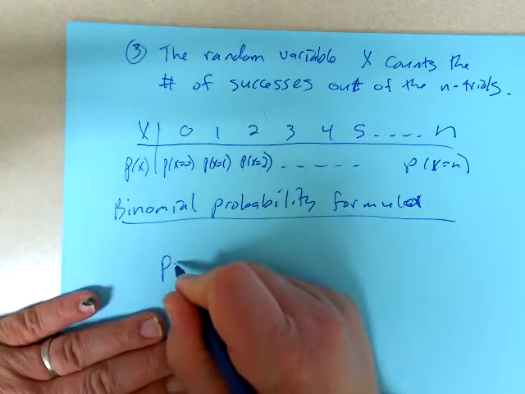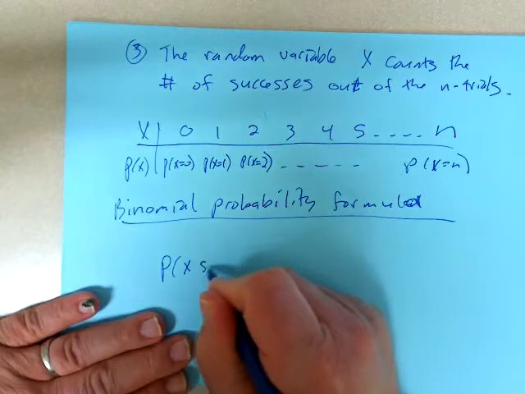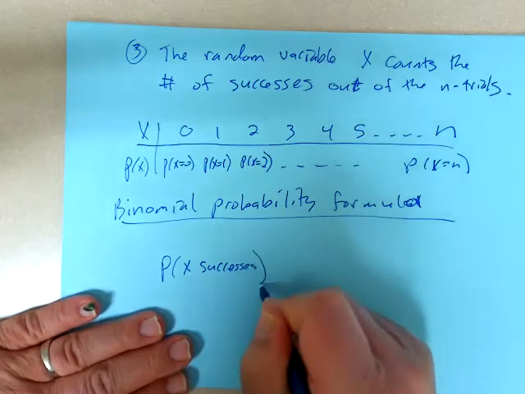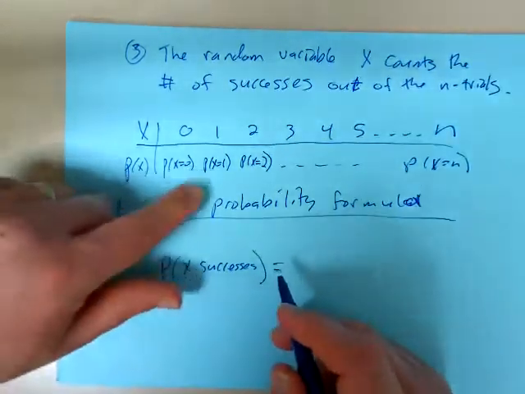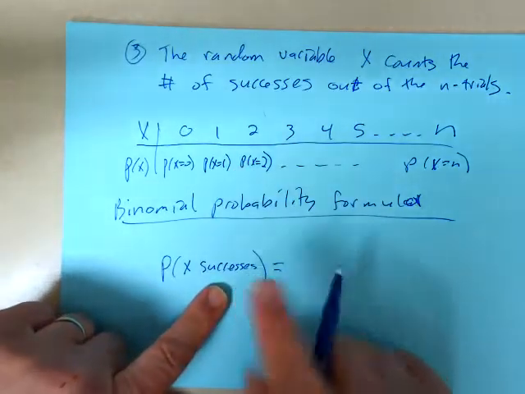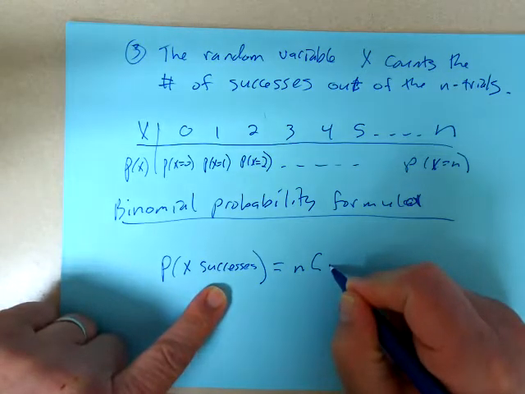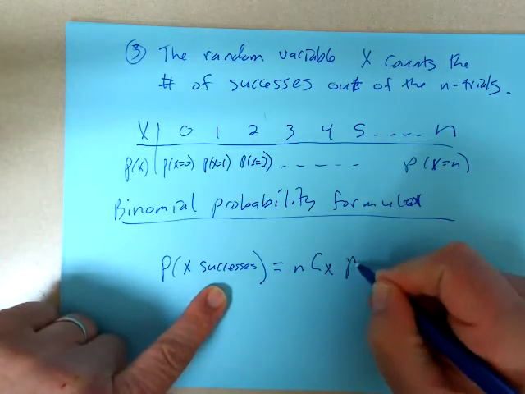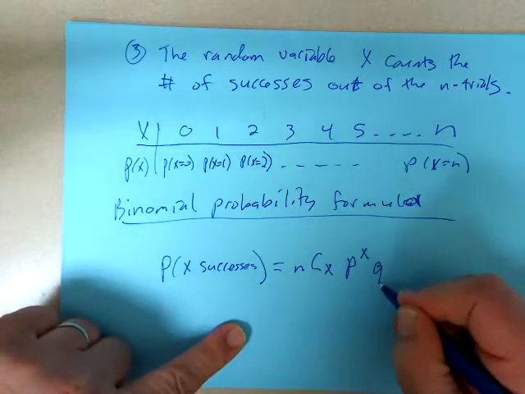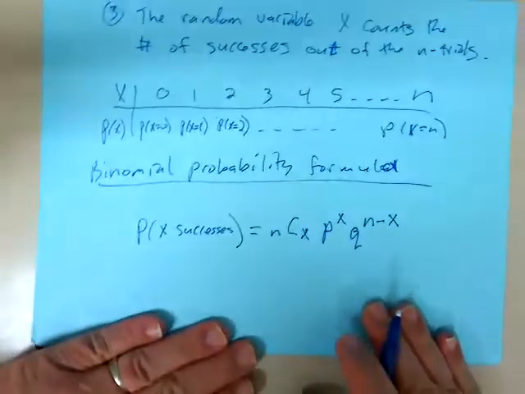Okay, so here's the binomial probability formula. So the probability that you get x successes, and I don't know how else to do this. I don't want to say x equals x because that's just confusing. So the probability of getting x successes is n choose x, the probability of a success raised to the x, the probability of a failure raised to the n minus x. It's going to look like that.